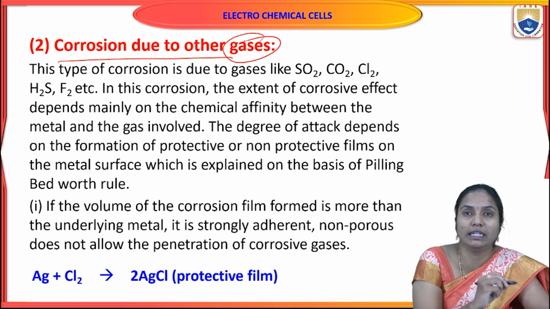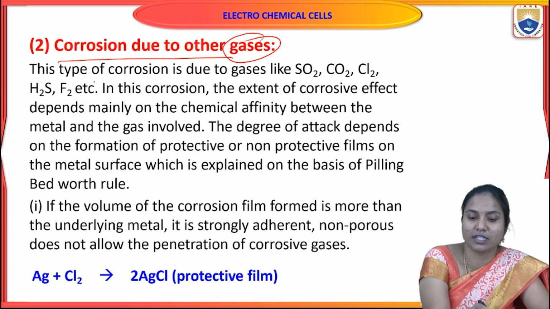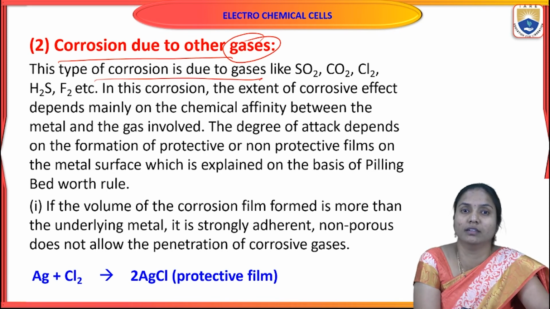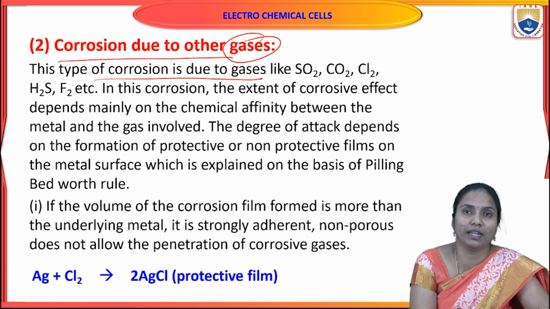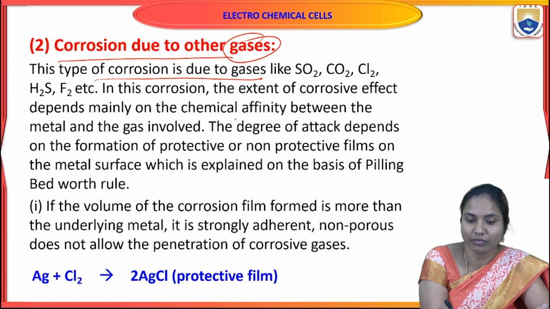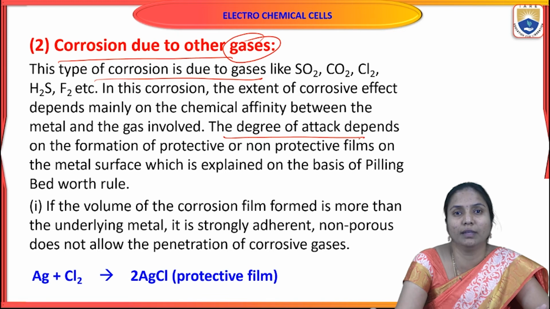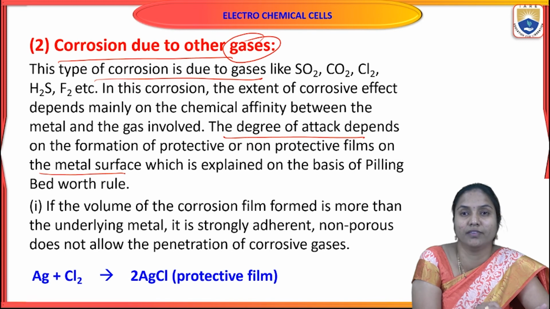Now let's discuss the metal interacting with atmospheric gases or any other gases. This type of corrosion is mainly due to gases like sulfur dioxide, carbon dioxide, chlorides, hydrogen sulfide, fluoride, etc. When the metal interacts with these gases, a corrosion product is formed on the metal surface. Here, the degree of attack depends on the formation of protective or non-protective films on the metal surface, which is explained on the basis of the Pilling-Bedworth rule.